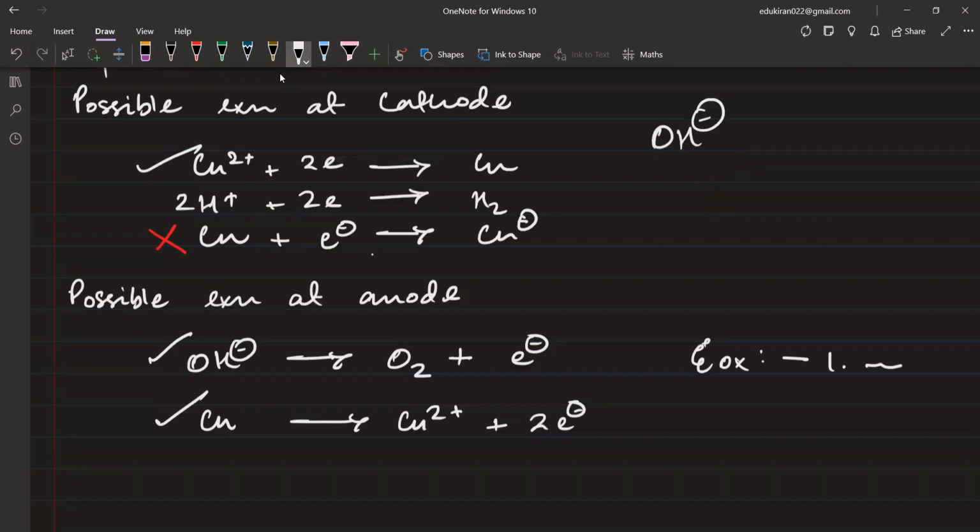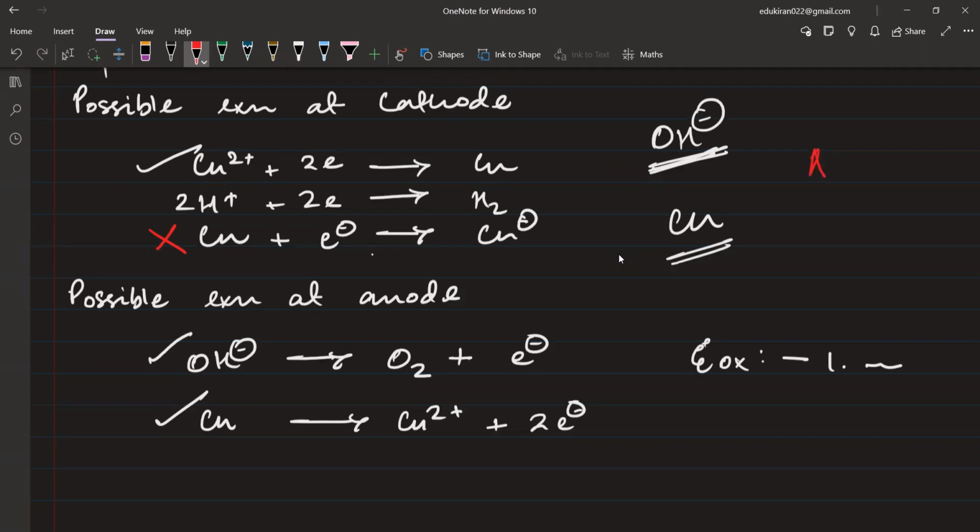OH negative, it has tendency to lose electron, or copper has tendency to lose electron? See, OH negative is what? It is more electronegative. It is going to protect its electron, right? Copper is what, metal? Copper has a tendency to lose electron. Okay, copper has a tendency to lose electron. Yeah, tell me, guys, which is going to lose electron, OH negative or copper?